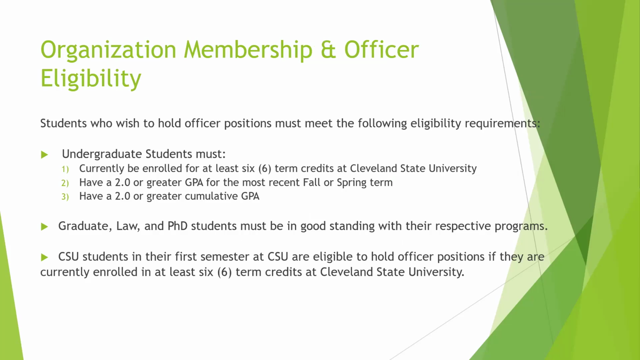To be an officer, you must be enrolled in at least 6 credit hours in a degree-seeking program at Cleveland State University. You must also be in good academic standing, and earn good standing while in office. If you're an undergraduate, that's a 2.0 cumulative GPA. If you are a grad student, that's a 3.0. Law school students, it's a 2.25.